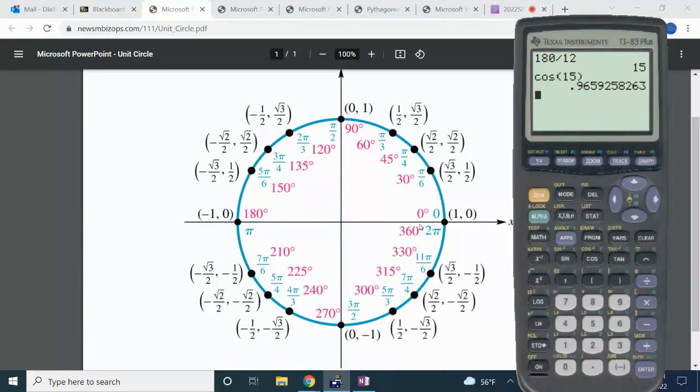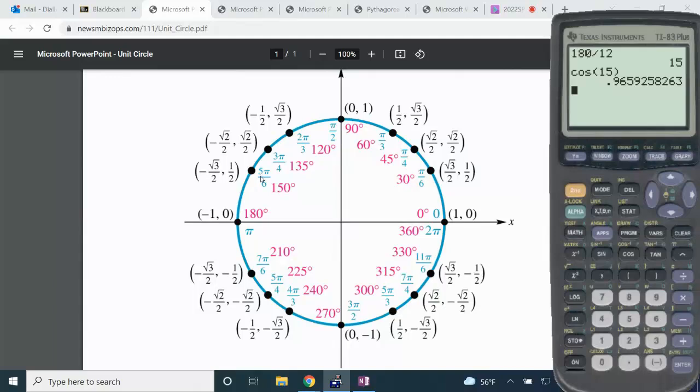Now, even though I don't have a 15-degree angle, I can take two angles and subtract to get a 15. Right? I can take 45 minus 30, because 45 minus 30 is 15. I can also subtract 60 minus 45. I can also get a 15 by using 135 minus 120. Right? And I'm bringing this up because it does not matter which angles you use, as long as, in this case, the difference is 15 degrees.